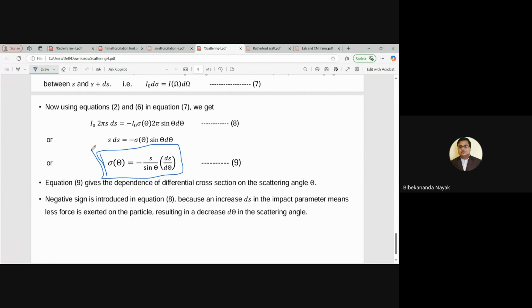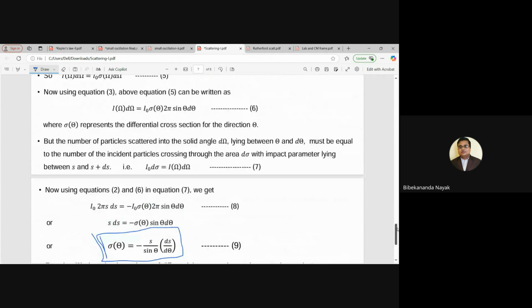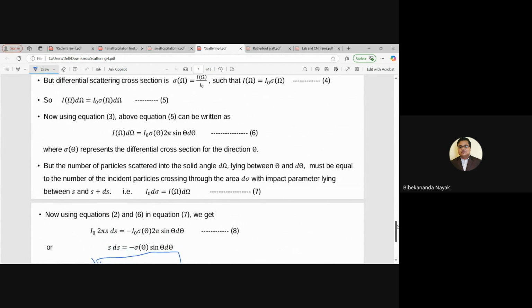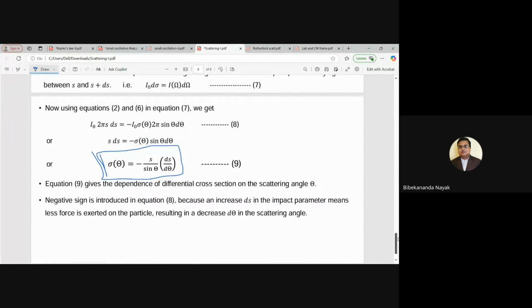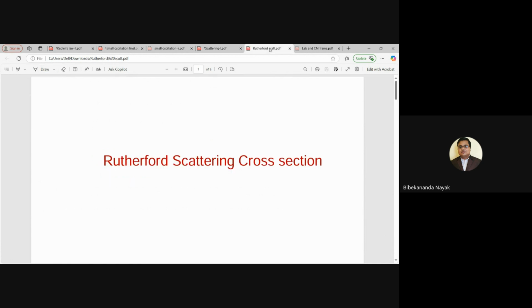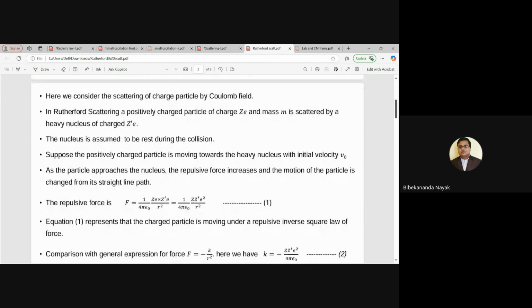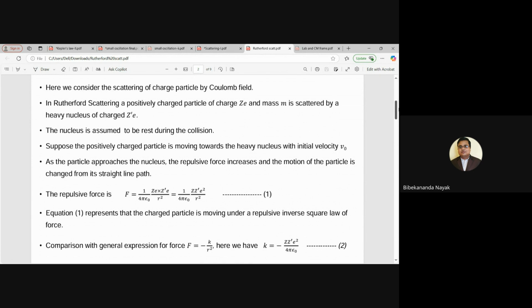Actually, we use this formula for getting the Rutherford scattering, which is asked in our examination. Find the scattering cross section for Rutherford scattering. Okay, we have to calculate this, the Rutherford scattering cross section. You check this formula. Rutherford scattering means a positive charge particle of mass m is scattered by a heavy nucleus. Okay, there is a heavy nucleus.